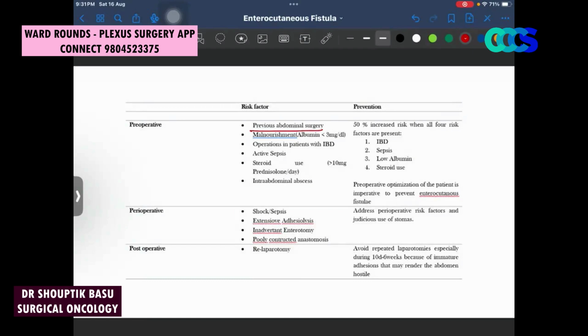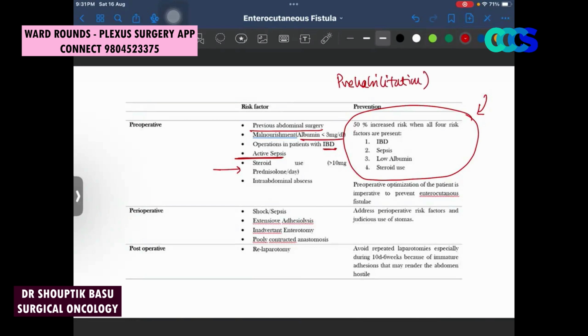Whether there is malnutrition where the albumin is low, you have IBD, you have active sepsis, you have steroid use, you have some sort of intra-abdominal sepsis. Of course, you can include radiation enteritis and all of these things. So these are the main risk factors. So pre-operative optimization, or what is called prehabilitation, is something of paramount importance when it comes to major surgery, right?